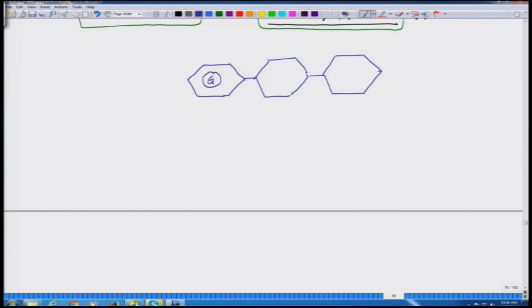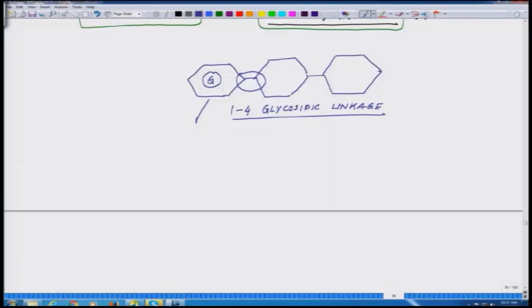There are two ways it can join. One is when it is linearly attached like this, which is called a 1,4 glycosidic linkage. This is one of the ways this linkage takes place, forming long linear chains of molecules. Yet there is another way, which forms between two different chains. If I represent this as one single chain, and there is another chain like this, the linkages between the two chains are called 1,6 glycosidic linkages.